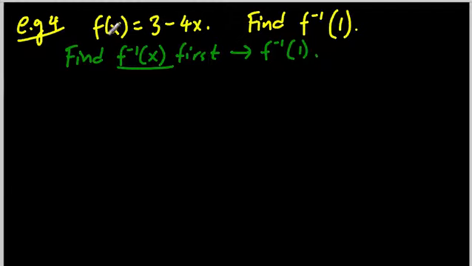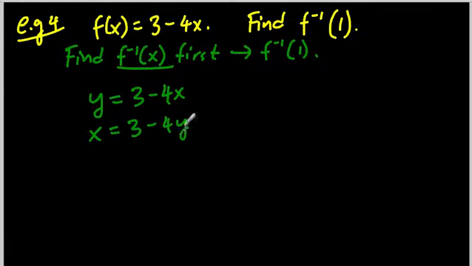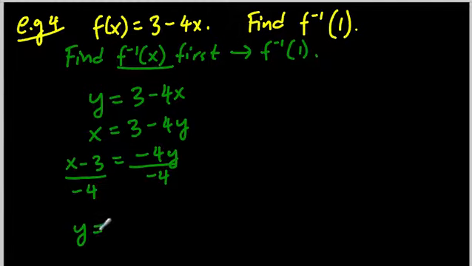So the first step, remember, in order to find the inverse, we have to rewrite this in terms of y and x. So y is equal to 3 minus 4x. Then we switch x and y, so x is equal to 3 minus 4y. Then we have to solve for y. So first we have to get rid of the 3 because it's a constant. So it's going to be x minus 3 is equal to negative 4y. And then we have to divide by negative 4 to isolate the y. Right? So then y is equal to x minus 3 divided by, oops, a little mistake on my part. Let me just rewrite that. So y is equal to x minus 3 divided by negative 4.